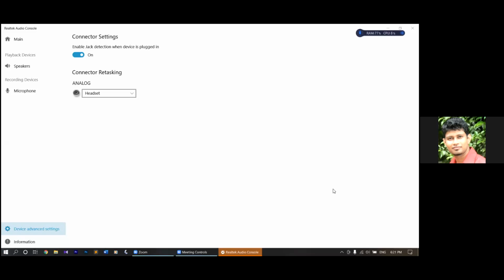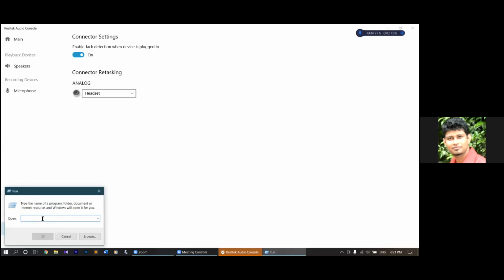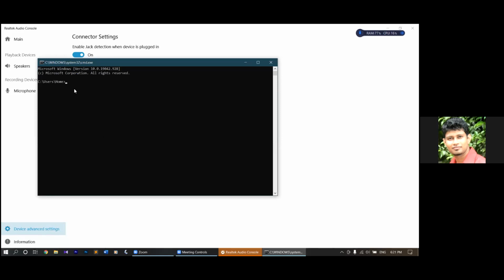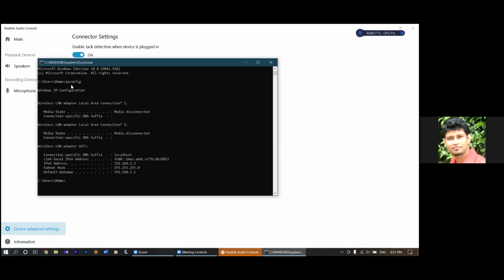Please press the Windows key and R key together, and it will give you the Run dialog box. There you can type CMD to go to the command prompt, and press enter. Then it will display the command prompt. Then you can just type ipconfig without any spaces, press enter, and it will display your IP address. In this case, 192.168.1.5 is your IP address.